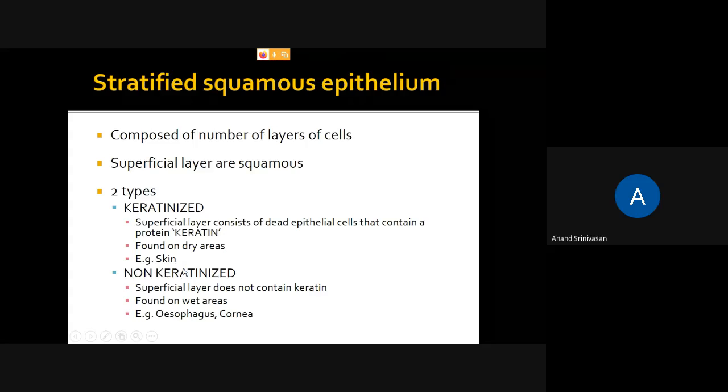Now non-keratinized means the superficial layer does not contain keratin. There is no protein keratin. They are found in wet areas. Examples are the esophagus and cornea. The cornea is present in the eye. The esophagus is the tube which conducts food from the mouth to the stomach. So keratinized means it contains keratin, a protein, whereas non-keratinized does not contain keratin.